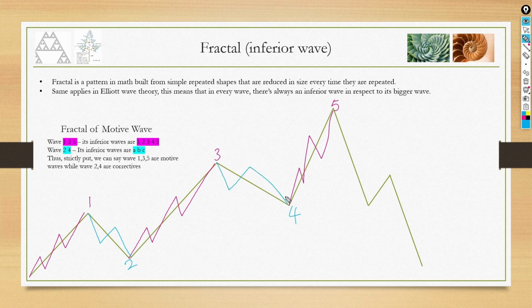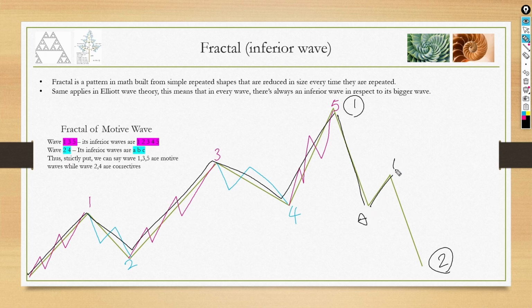But before we move on to the next topic, can you spot a different size level of fractal? Well, the answer is yes, because we have a bigger level of wave 1 here, with this lower level, wave 1, 2, 3, 4, and 5. And then a wave 2, which has A, B, C.